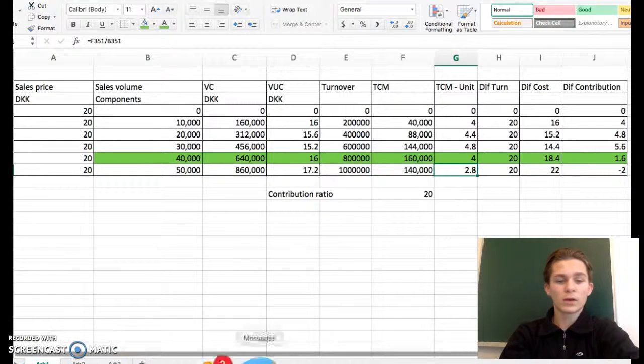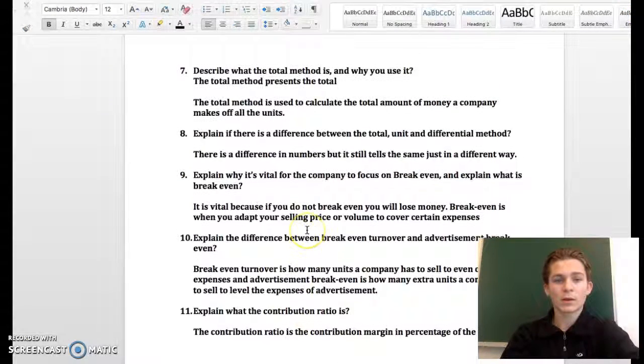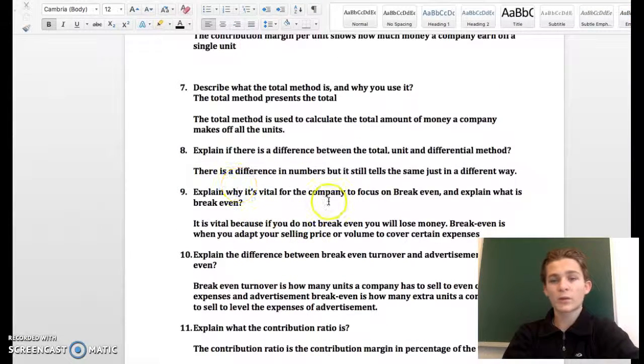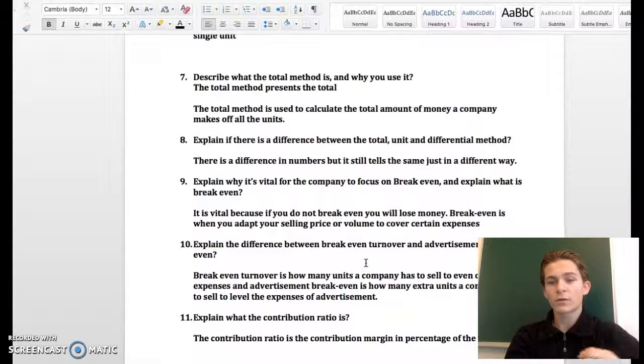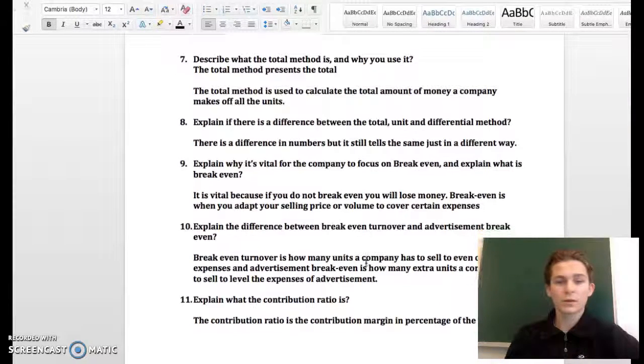Then to the break-even concept, there is explain why it is vital for a company to focus on break-even, and explain what break-even is. I think it's vital because if you do not break even or make your turnover match the costs, you're going to lose money, and you're not going to be able to cover certain expenses. So you have to adapt your selling price and sales volume to cover these expenses.